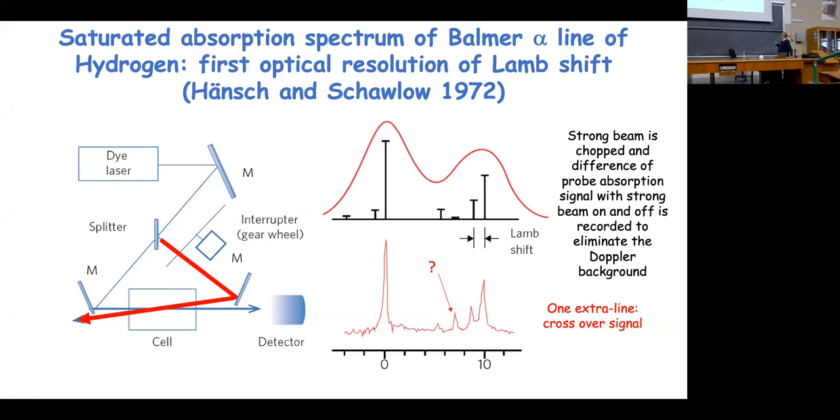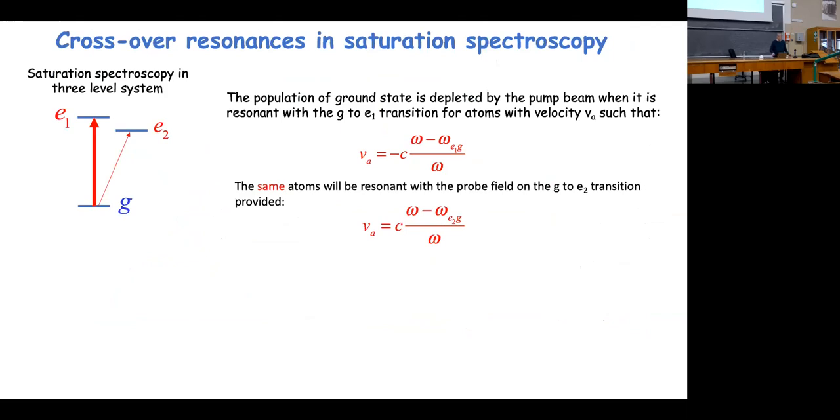And you see a surprise: you have some extra lines. This peak here does not correspond to any line in the spectrum of hydrogen. So this is called a crossover signal. And on the next slide, I give you an interpretation of the crossover signal. It is due to the fact that, in fact, we're not working with a 2-level system.